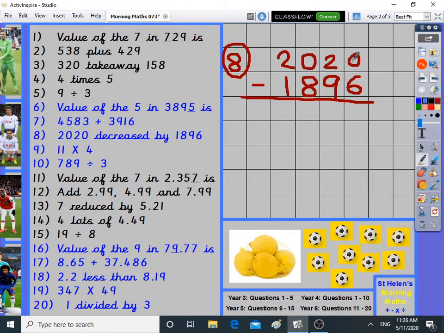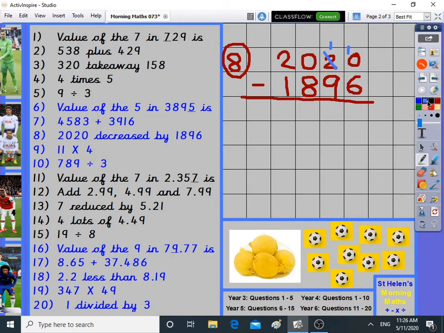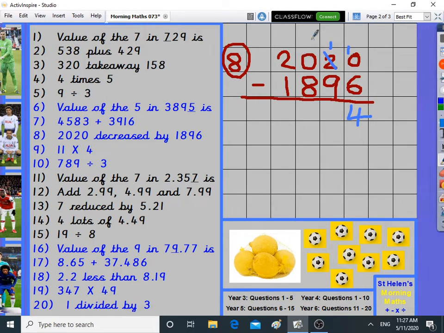So, 0 take away 6 we can't do. Borrow from the 2. 10 take away 6 we can do, that is 4. And 1 take away 9 we can't do. We would borrow from the 0, but there's nothing here, so we need to go all the way to the 2. Goes down to a 1, 1 comes here. 10. Goes down to a 9, 1 comes here. 11 take away 9 is 2. 9 take away 8 is 1. 1 take away 1 is nothing. So 124. It was 124 years ago when the modern Olympics started.